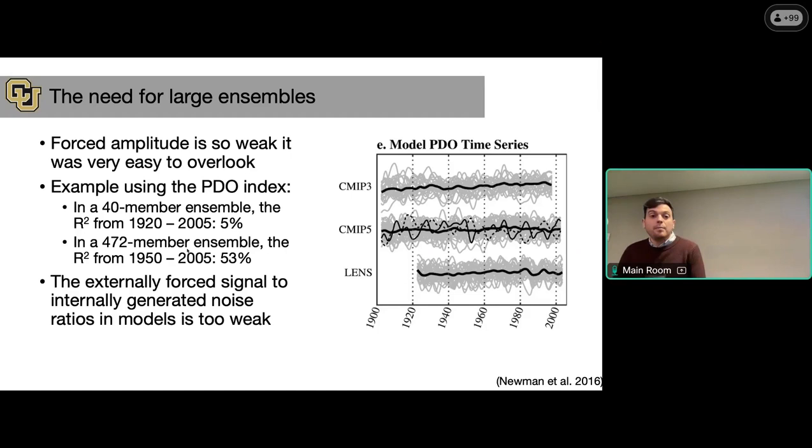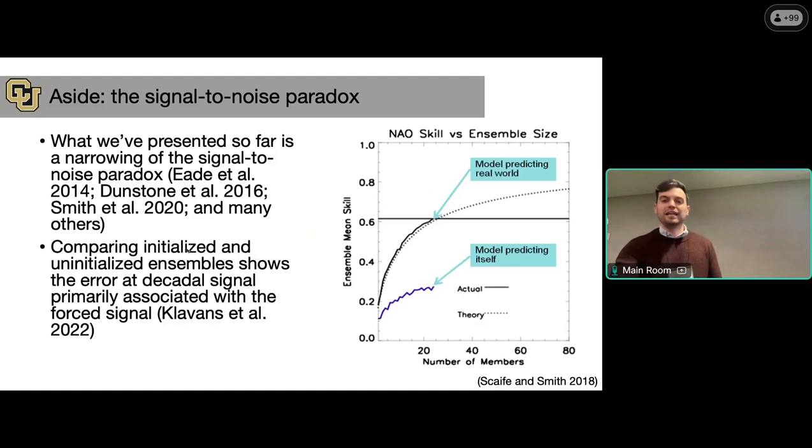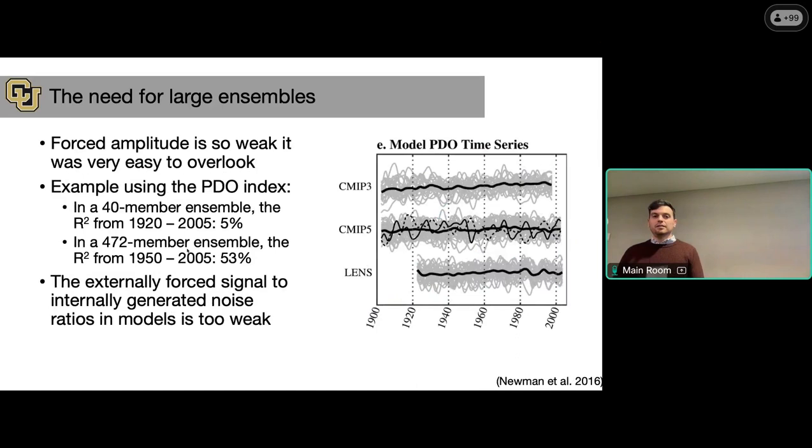I'm not picking on this Newman paper on the right. I really like that paper. I've been trying to make sure I understand how the PDO that's presented in that paper can coexist with what we've been thinking about the forced response. And one thing I really appreciate about that paper, and the bottom plot there in CESM1, is that they did publish that null result. I think that's really cool to be able to build on.